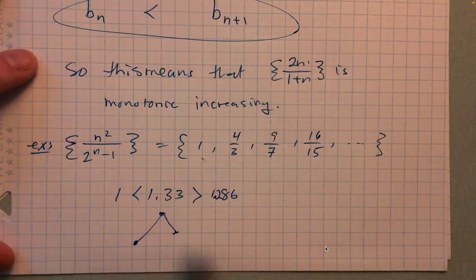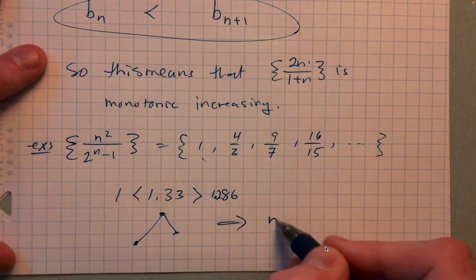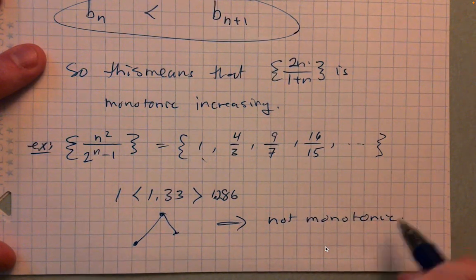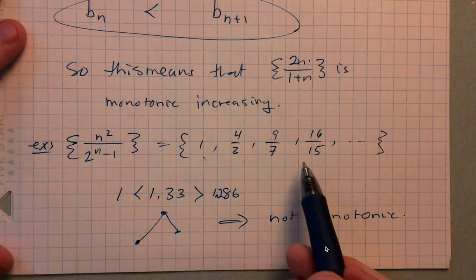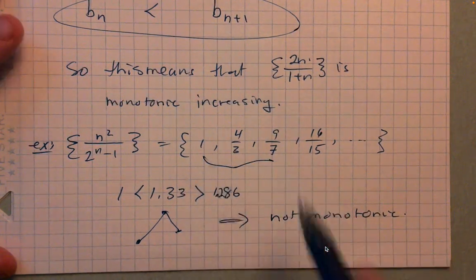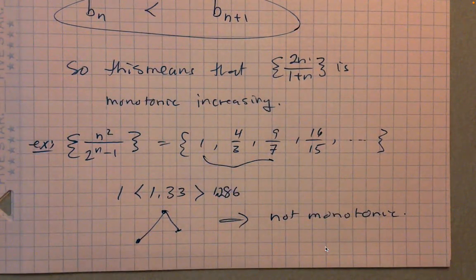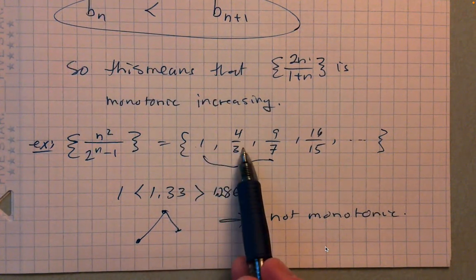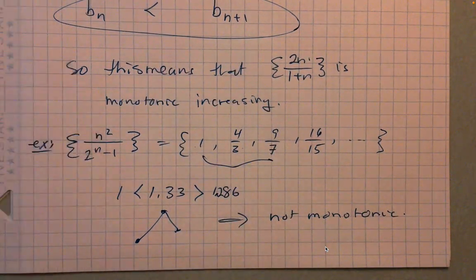So automatically, this is not monotonic. It might be monotonic after this, we don't know, but you've got a problem in the first three terms, where 1 is less than 1.33, which is greater than 1.286. So this one is less than this one, which is more than that one. So automatically not monotonic.